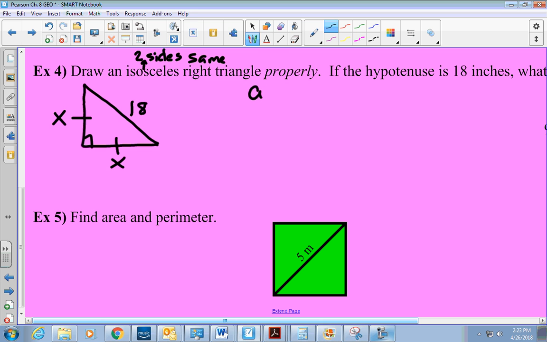Now here's the Pythagorean theorem again for you. A squared plus b squared is equal to c squared. Pythagorean theorem from the previous slide. Devin, are you ready with your calculator? Okay. All right, so we're going to let this side here be A, this is B, and this is C. So instead of A, I'm going to put an X. Instead of B, I'm going to put an X. Instead of C, I'm going to put an 18.